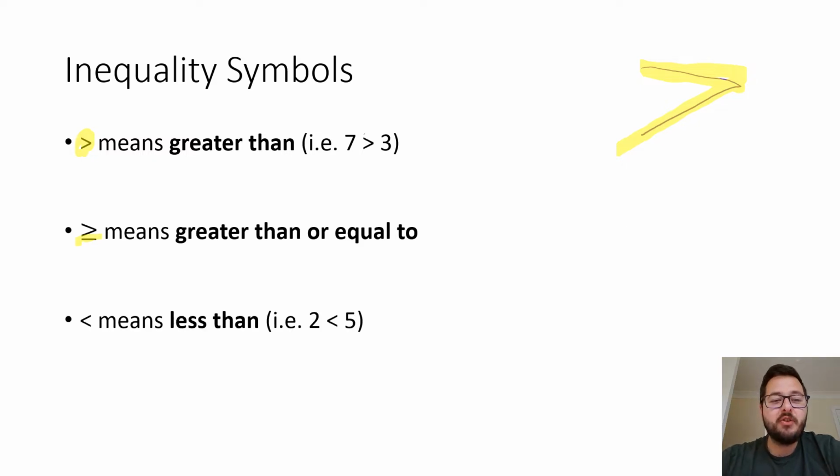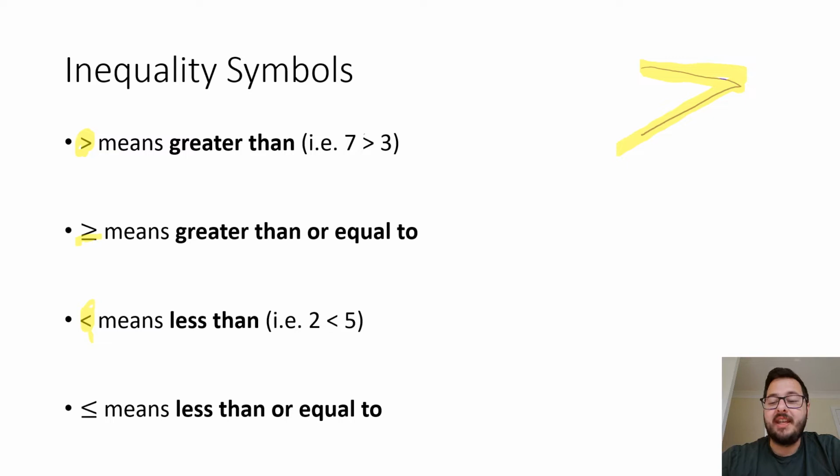And then the other one's just the other way around. So this means less than. So it's going the other way, from smaller to bigger. So for example, 2 is less than 5. And then again, we've got the equals version with that little extra equals line, and that means less than or equal to.